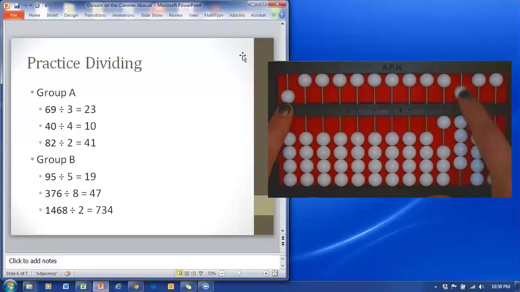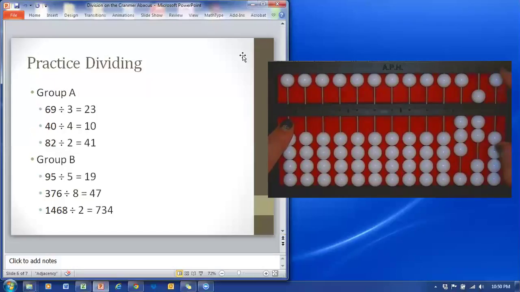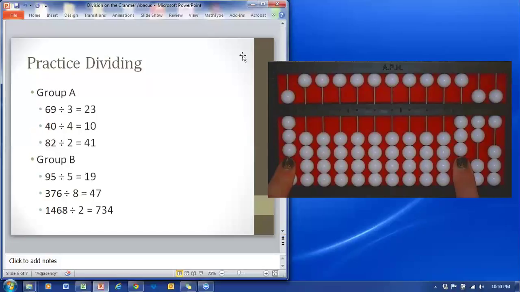Let's do a 3-digit. 376, and I'm going to divide by 8. First, will 8 go into the 3? And it won't because it's too big. So now I'll use the next digit as well. Will 8 go into 37? And yes, it will. It'll go in there 4 times.